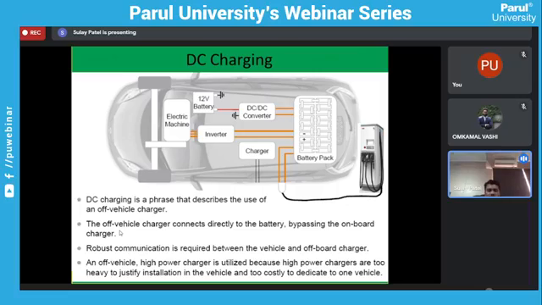So this is DC charging, which means very fast charging, and due to the fast charging, it requires very bulky and high-power equipment. So we cannot directly install it in our car. Basically, we need to take our car to this particular fast charging machine and get our vehicle charged very quickly.